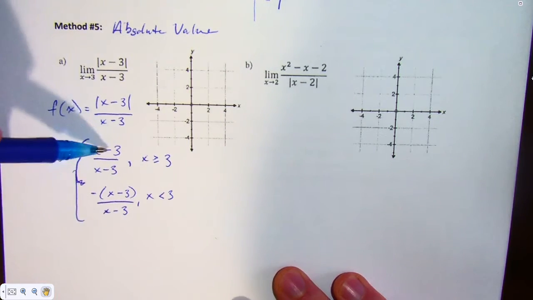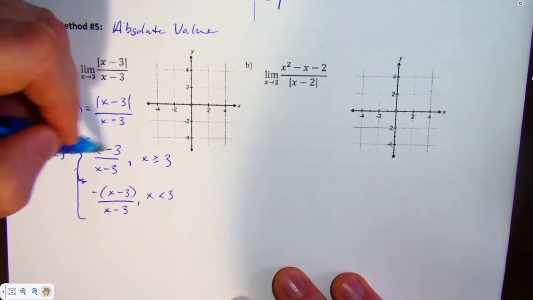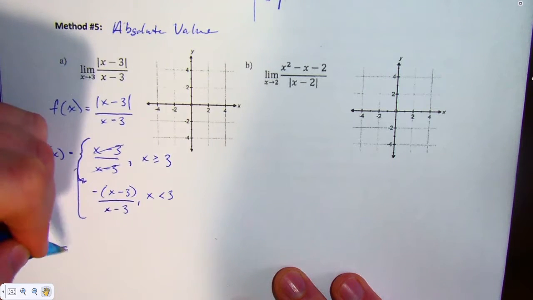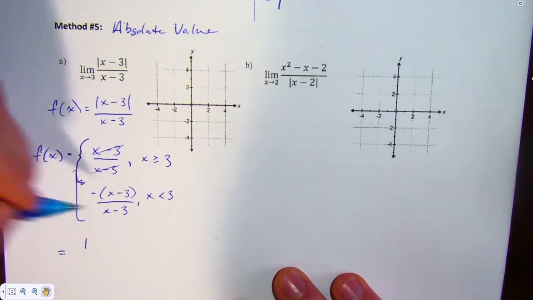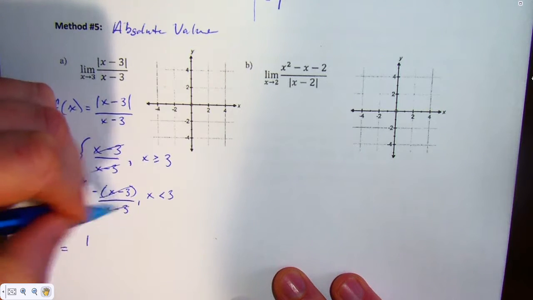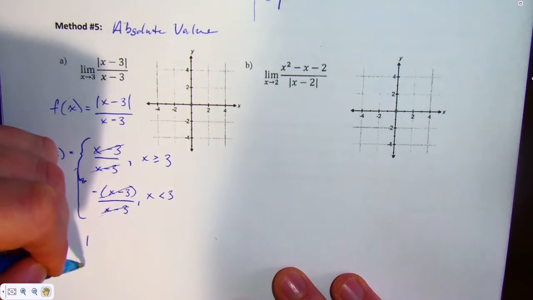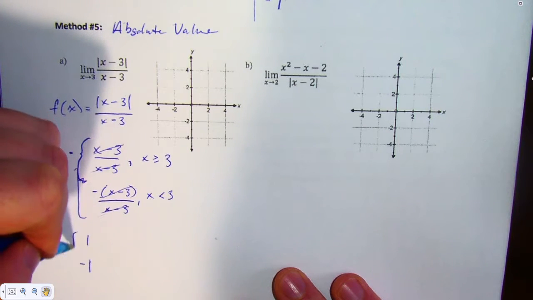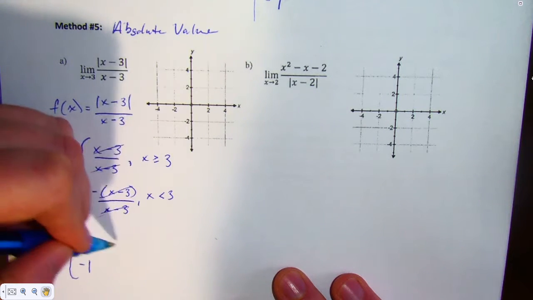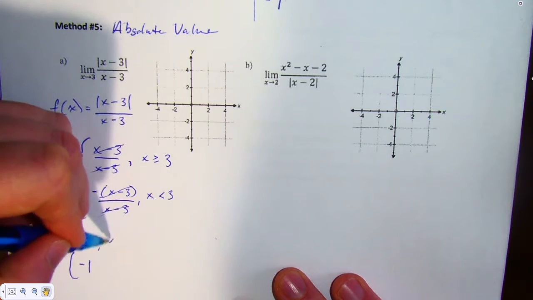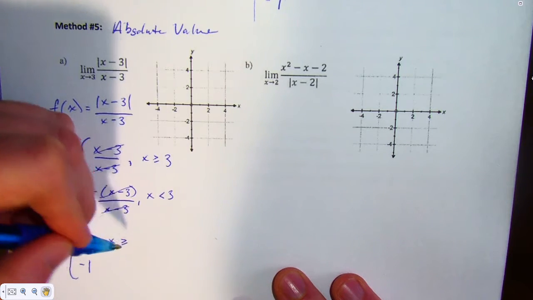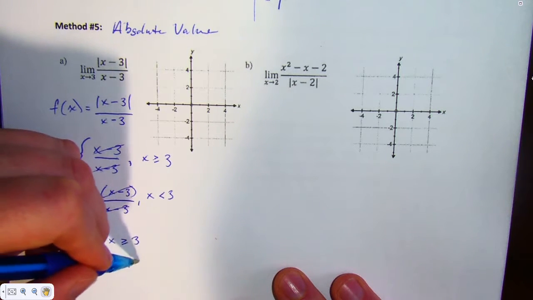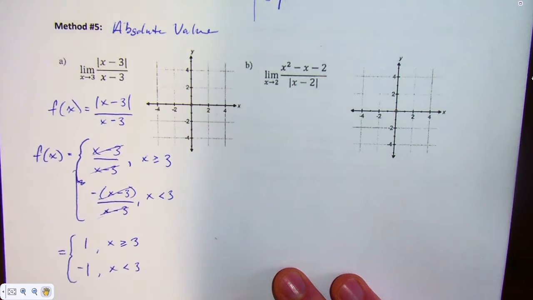So what we can do is look at this and say, well, hold on a second. x minus 3 over x minus 3, those cancel out, so I'd be left with just 1. Similarly, we've got x minus 3 over x minus 3, but there was a negative in front, so it's going to be negative 1. So as a piecewise function, this just equals 1 when x is greater than 3, and when x is less than 3, it equals negative 1.